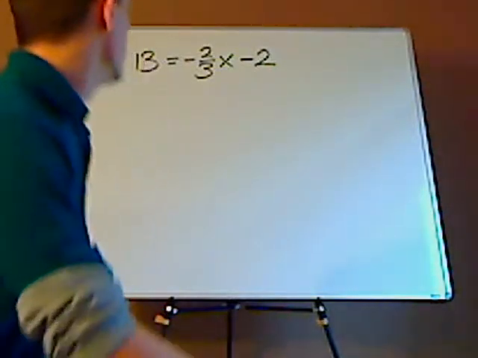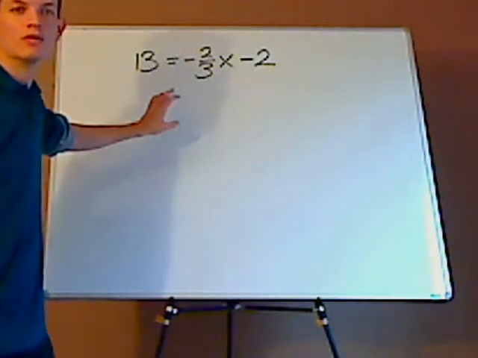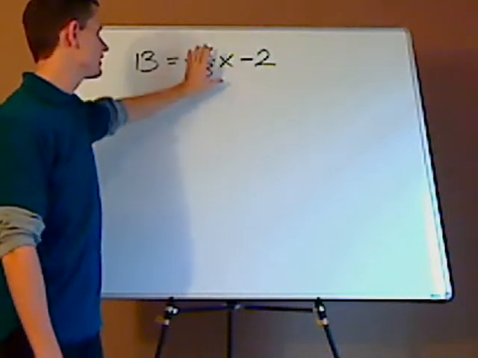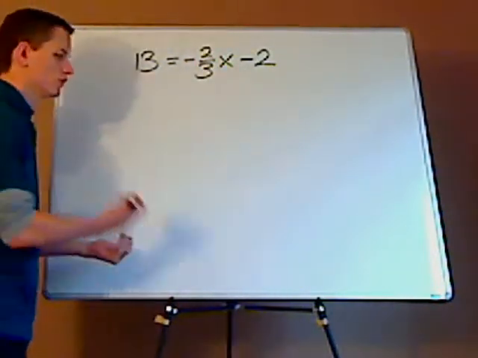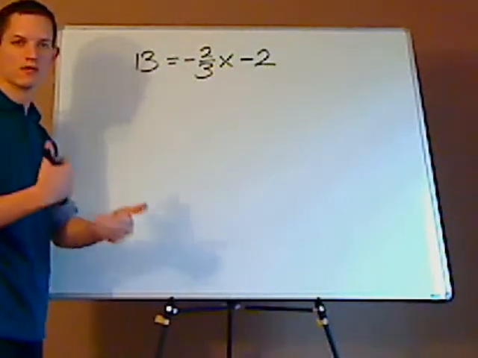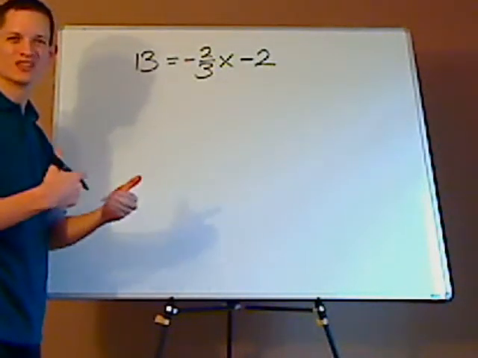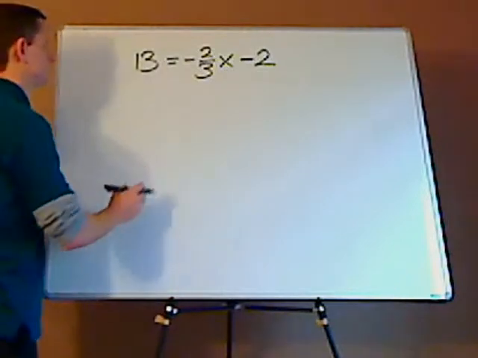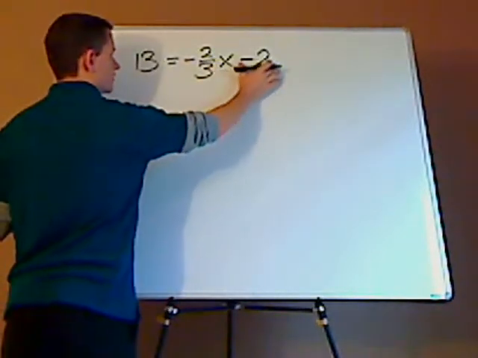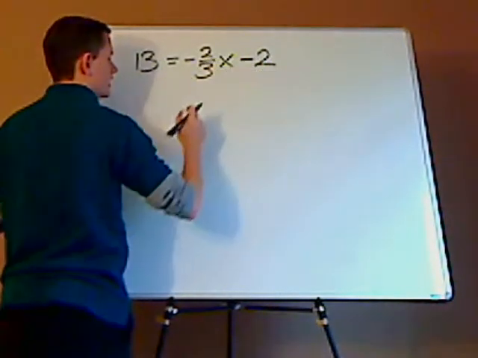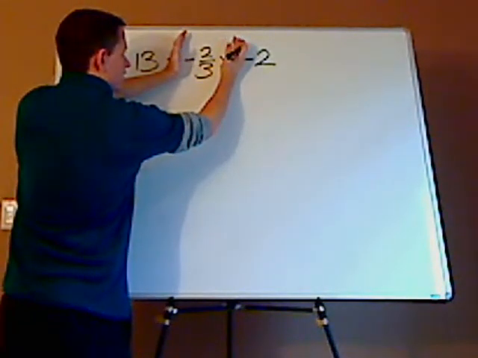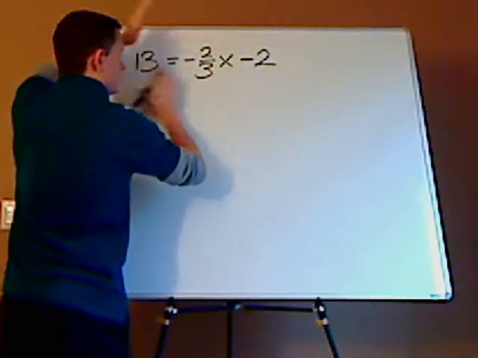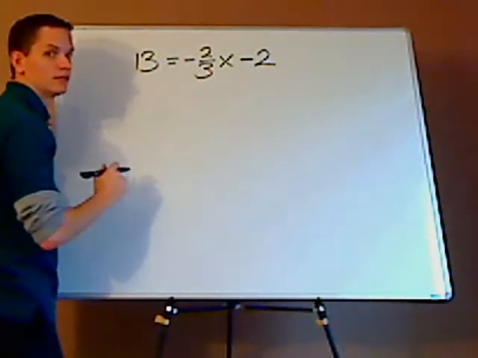Alright, what you want to do in a problem like this is isolate the x. You want to get this x all by itself. To do that, you want to do the opposite of order of operations. So you want to do addition and subtraction first. First you want to get rid of this minus 2 since it's attached to the x, and isolate this first and get rid of everything else that you can.